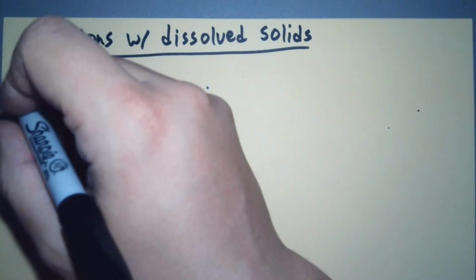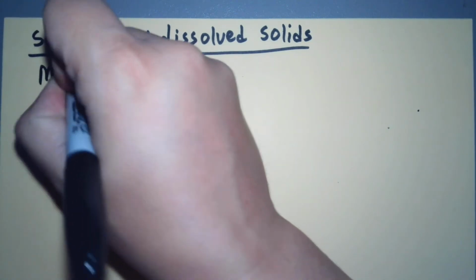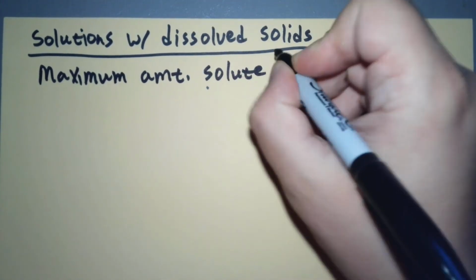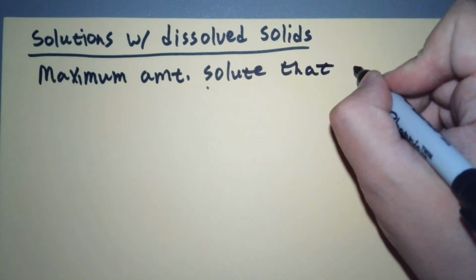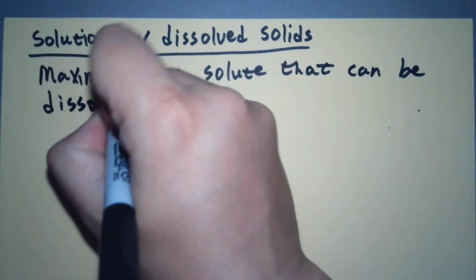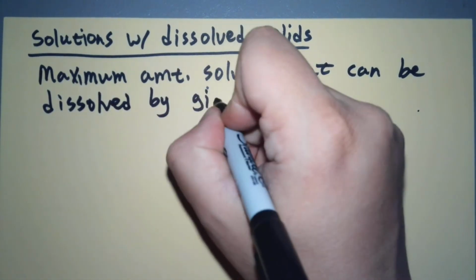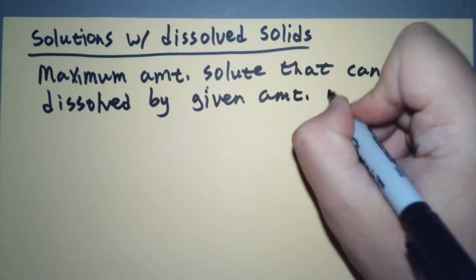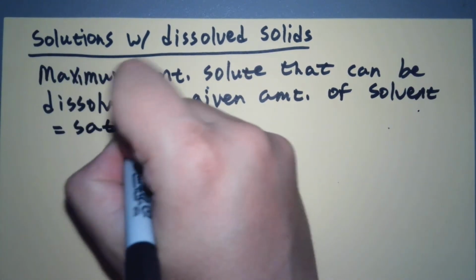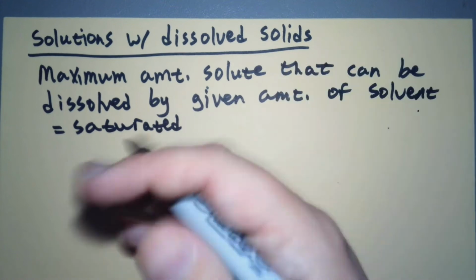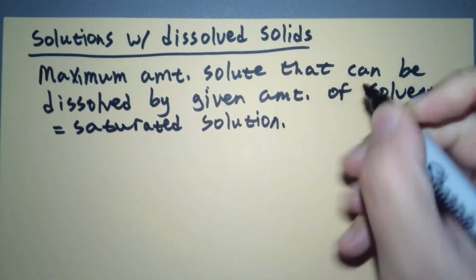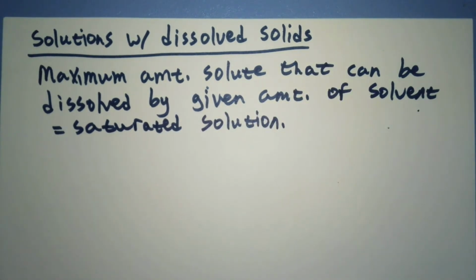So we had a maximum amount of solute that can be dissolved by a given amount of solvent. And that's a saturated solution. How much solute that is, that's called the saturation point. So it's a saturated solution. You can't get any more solute to dissolve in it.